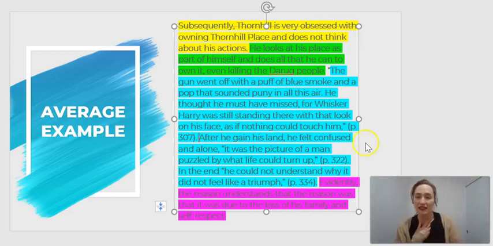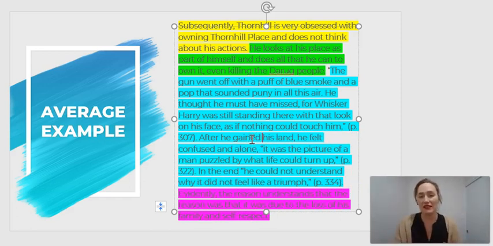And then after he gained his land, he felt confused and alone. It was the picture of a man puzzled by what life could turn up. Again, another random quote, not linked with context or understanding of how it shows that he's confused and alone. Basically, I can see the words confused and puzzled are similar, so I'm going to say there's some connection there, but a better way of doing it would be: after he'd gained his land, he felt confused and alone, as seen in his reflection on the portrait that graced Colburn Hall, where he saw it as a picture of a man puzzled by what life could turn up. Okay, so that might be a better idea.